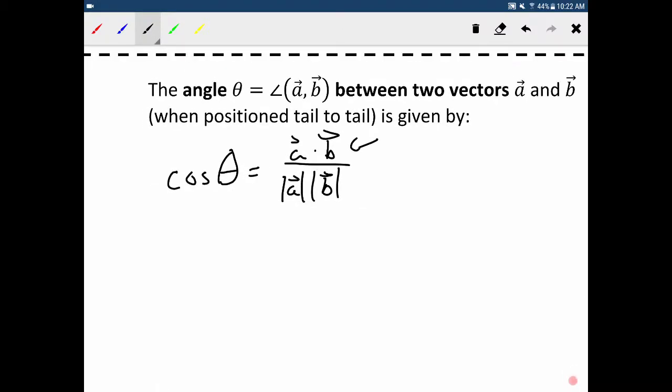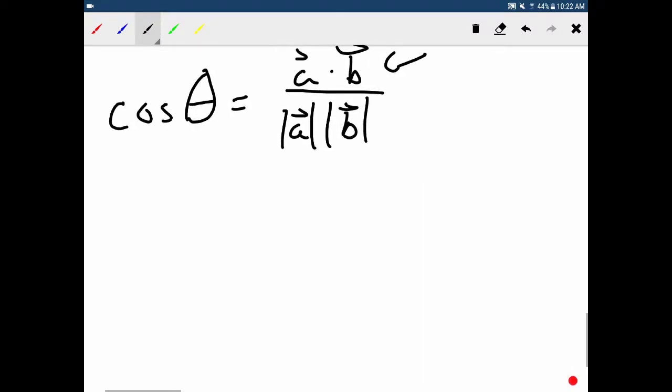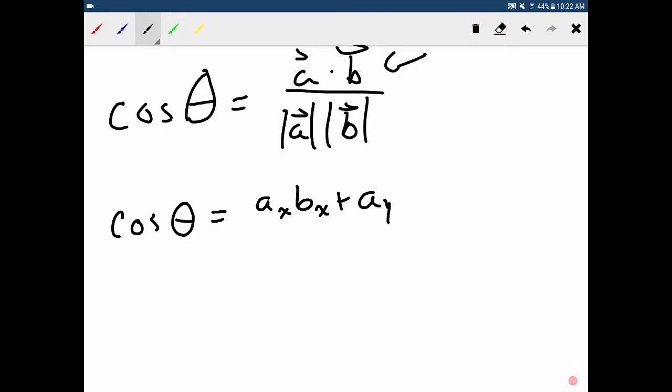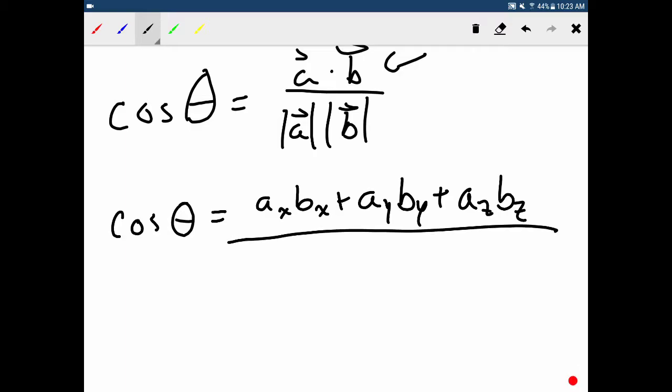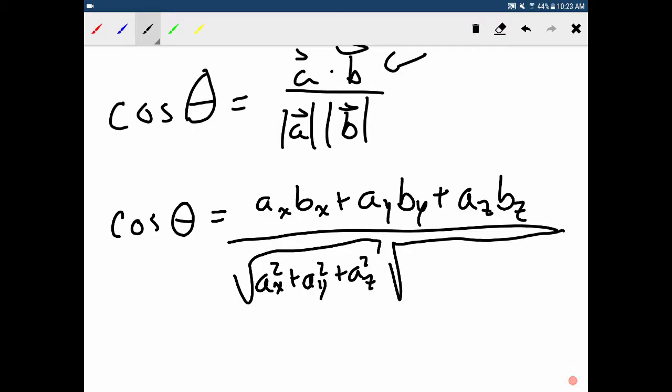But now that we know a way to simplify that one with components, combined with the formula we use for magnitude, this is going to give us the much better version, which is that we'll have AX BX plus AY BY plus AZ BZ, all over the square root of AX squared plus AY squared plus AZ squared, and then we multiply that by the magnitude of B, which is just the square root of BX squared plus BY squared plus BZ squared.